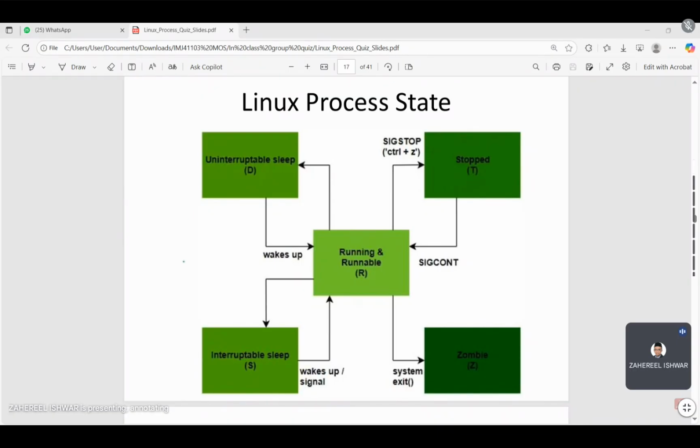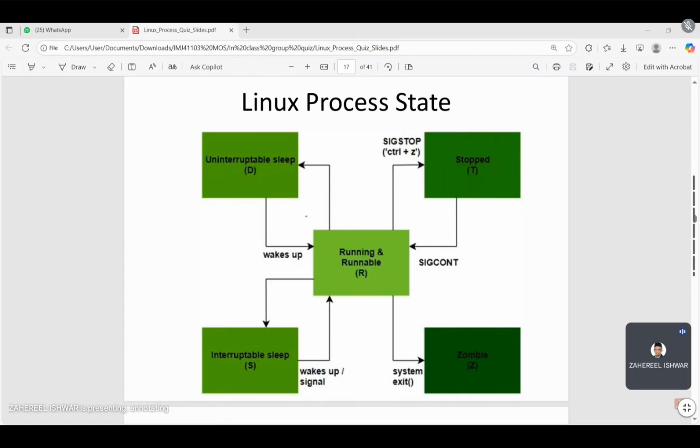And when it gets the IO, it goes back to running and runnable. And from there it can also go into interruptible sleep. That is when it receives what we call a signal in Linux. Like I said last time, signal programming in Linux is a topic by itself. There are a bunch of signals. And when they receive those signals, they can go back to ready. And once the CPU selects them, they'll be running.